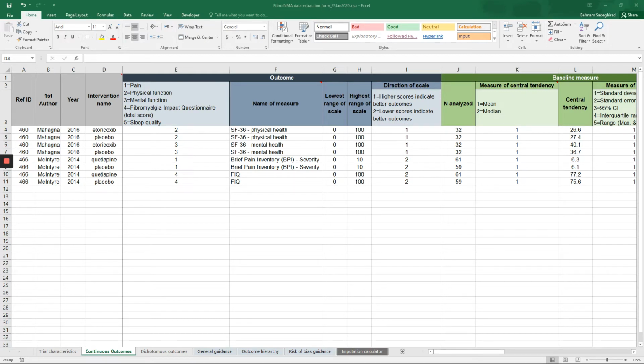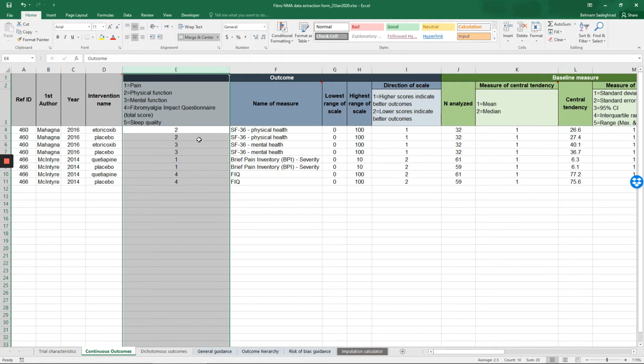After capturing information regarding the trial characteristics, we now need to start the data extraction of outcome data. There are two sheets designed for the outcome data. One is for the continuous outcomes, and the other one is for the dichotomous outcomes. We're going to start with data extraction of continuous outcomes. There are 5 different continuous outcomes listed in column E that we are interested in extracting data for from the trials included.